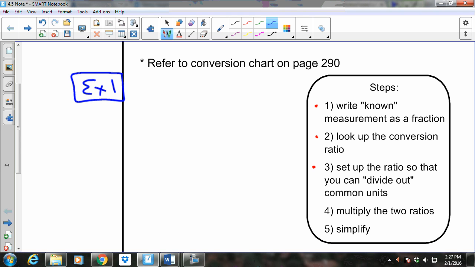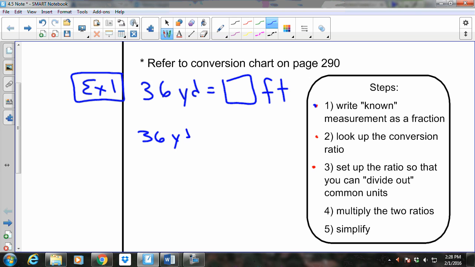So, example number one, and I'm going to do some of the problems on the bottom of page 290. I'm not going to go through the whole page step by step, but look at the letter A at the bottom of page 290. It says 36 yards equals how many feet? So, let's look at the steps. Write the known measurement as a fraction. So known means like, what do you know? Well, we know that we have 36 yards. So let's write 36 yards as a fraction. So it'd be over 1, right? Keep the units there. You're going to need them.